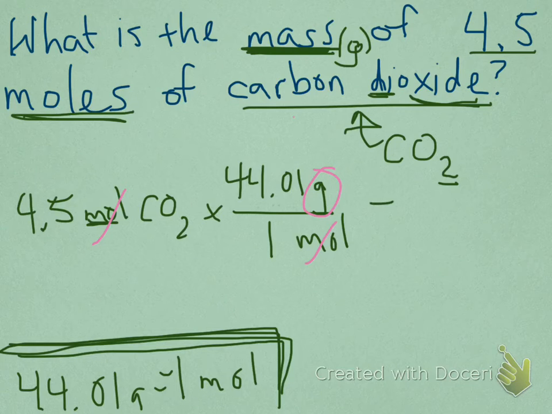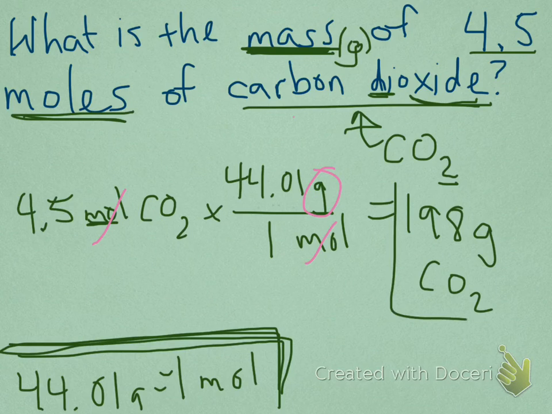And so you just plug this into your calculator, the 4.5 times 44.01, and you should come out to 198 grams of carbon dioxide. Okay, so if I have 4.5 moles of carbon dioxide, I'm going to have 198 grams of carbon dioxide.